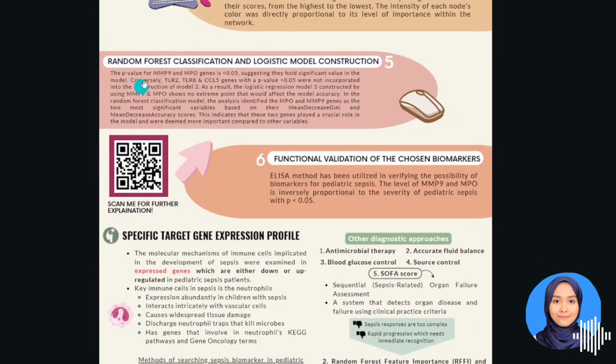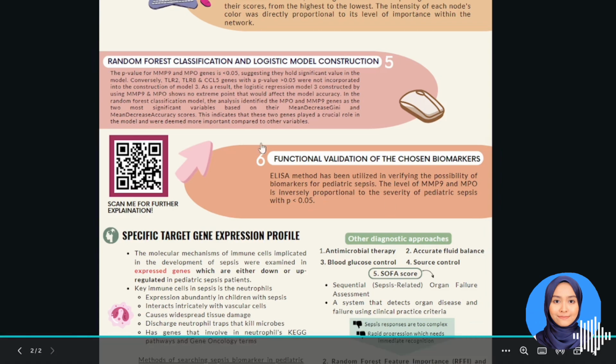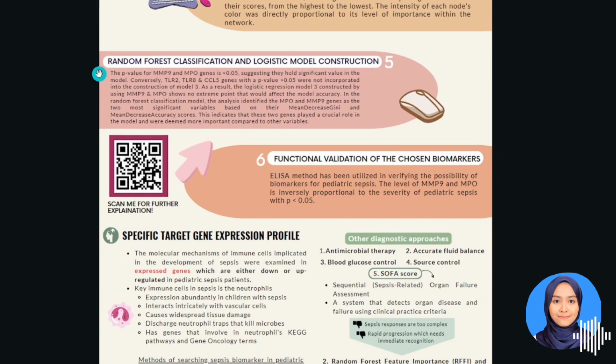For random forest classification and logistic model construction, by using a set of 50 chosen genes, the researchers constructed a logistic regression model 1 based on the training set GSE 26440. In order to develop a robust and easily interpretable model while minimizing the number of variables, they employed a stepwise regression method. As a result, they identified 5 key genes from the initial set of 50 genes, namely TLR2, MMP9, TLR8, MPO, and CCL5.